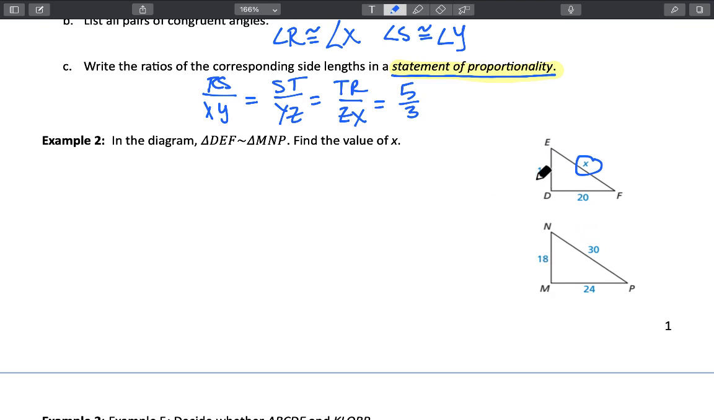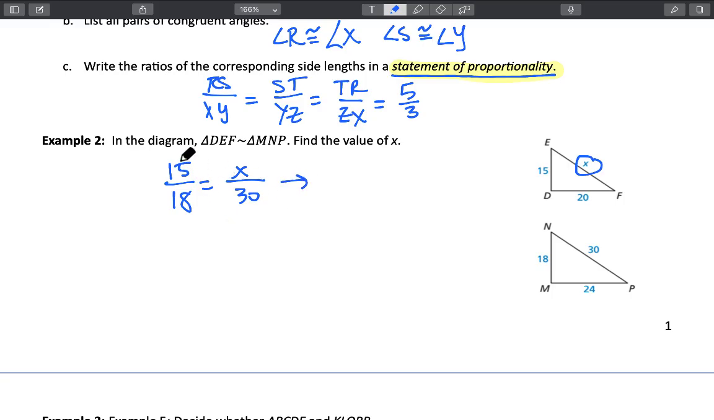So we're going to take two sides that we know, such as ED over its corresponding side, NM, so 15 over 18, and we're going to set that equal to x, the long side here, EF, over its corresponding side, which would be NP, 30. Now from here, we can reduce these fractions and then we can solve.